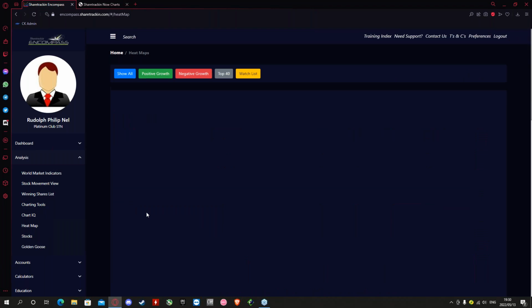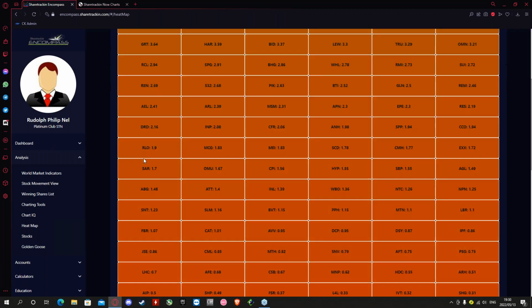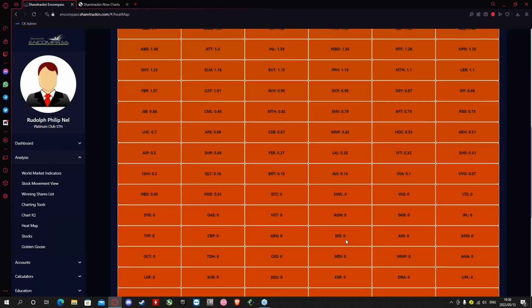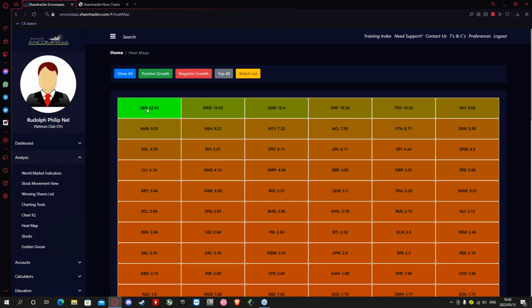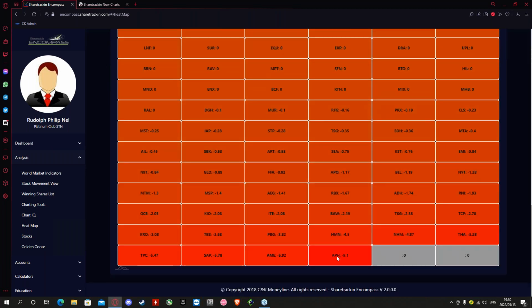Then your heat map. Your heat map just shows a little bit of a map on which shares are the best shares for the day and which shares are the worst shares for the day. So if it's green, it means that the share did really good. The more red it gets, it means the worse the share did on the JSE.